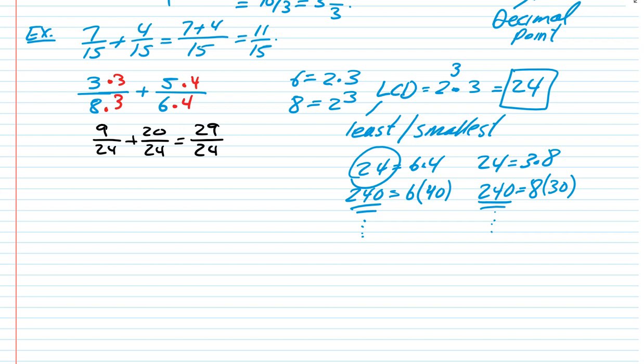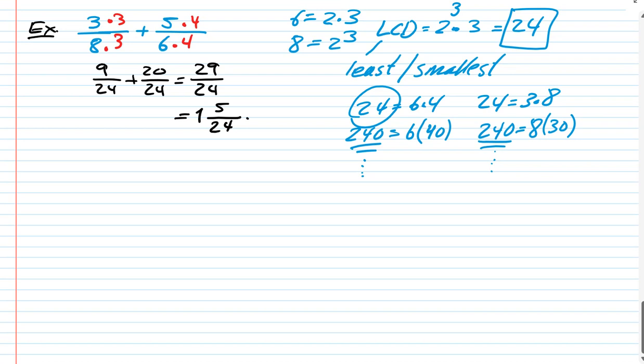Okay, so there we have this one. That's 3/8 plus 5/6. All right, so that would be the answer again, 29/24, which of course we can write as, you do long division, we get 1 and 5/24 as a mixed number. Both of those are acceptable.